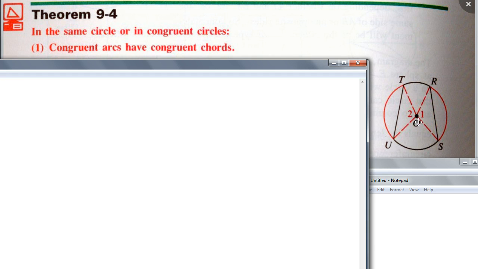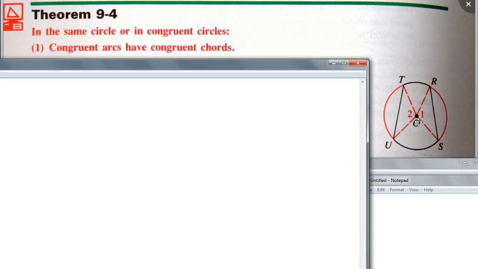Do you remember how we measure an arc? How do we define the measure of an arc? It's from the central angle. And what do we know about these two arcs? They lie on the same circle. Not only that, these two arcs, TU and RS, are congruent. If they are congruent, what do we know about their central angles? They're congruent because of the definition of measurement of an arc. You guys remember that? So therefore, angle 1 and 2 must be congruent.